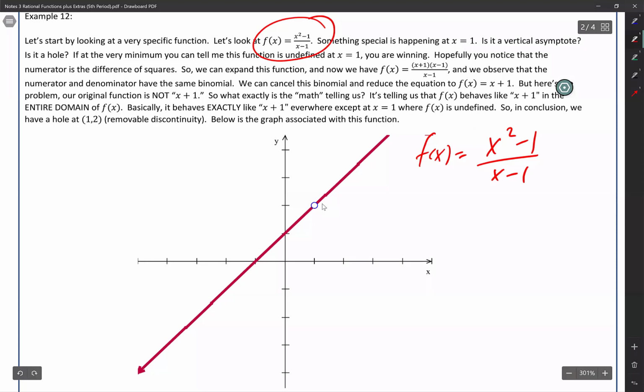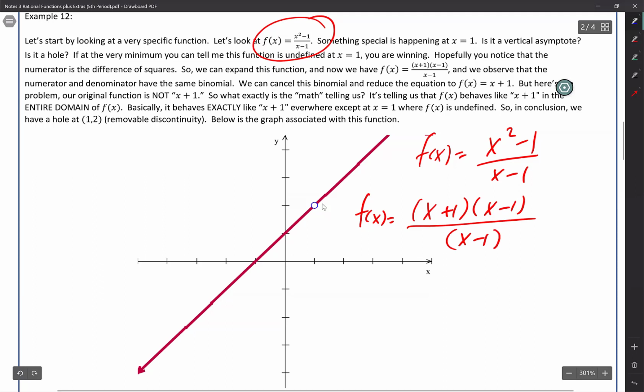If I told you guys to graph this function, I would hope that you would factor it and say, well, the top is the difference of squares, x plus 1 times x minus 1. And the denominator, I just have x minus 1. As you can see, I have a factor in the top that's the same as the bottom. X minus 1 is there. So what does that mean? This function is not x plus 1.